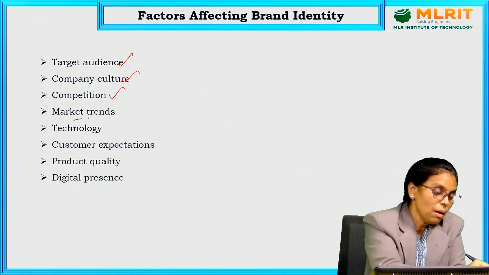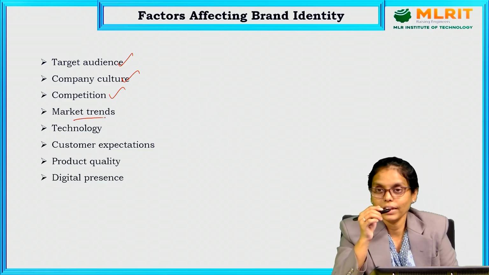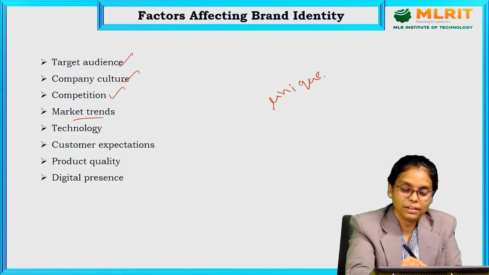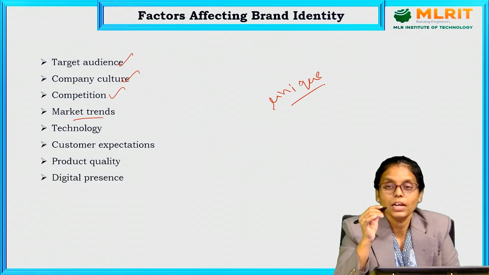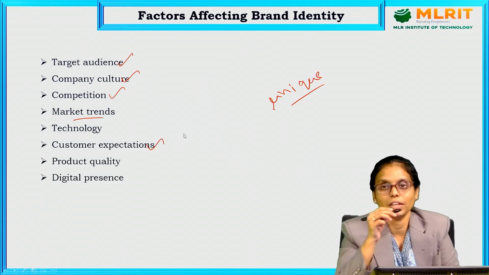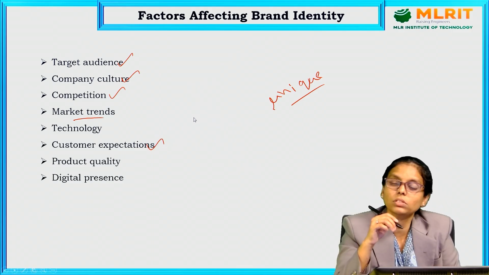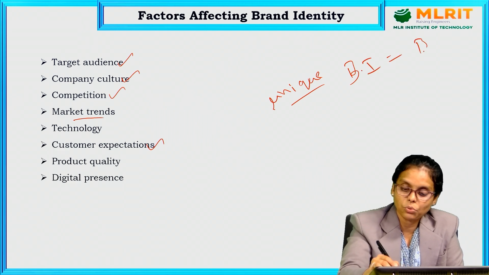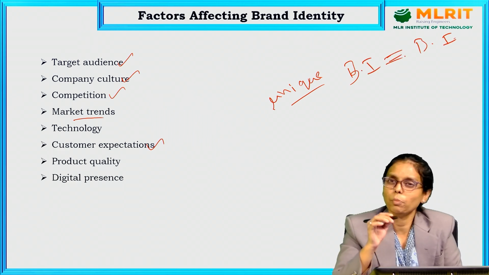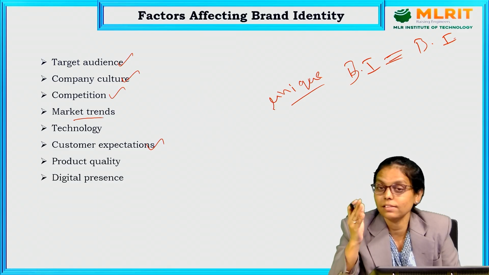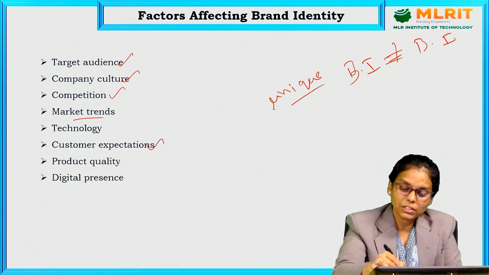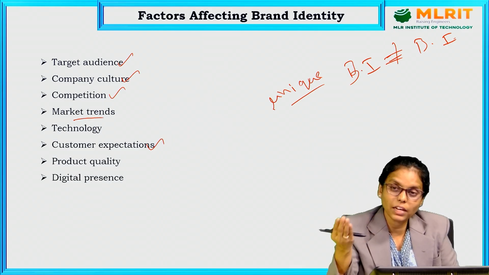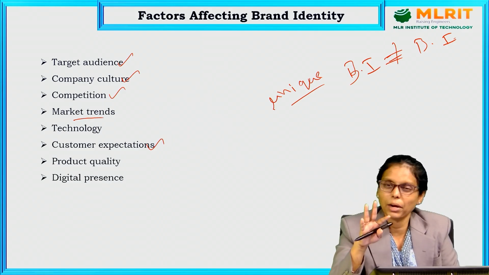The next one, market trends. What are the latest elements going on in the market? If we don't analyze that market trend, uniqueness might not be created. Next is customer expectations. Now, what does the customer want to see? As I said, brand identity and brand image are two different concepts. They should be equal. If they are equal, then definitely it is a successful organization. But generally these two might not always be equal, because what the customer is thinking and how we want to tell the customers, there might be a gap.